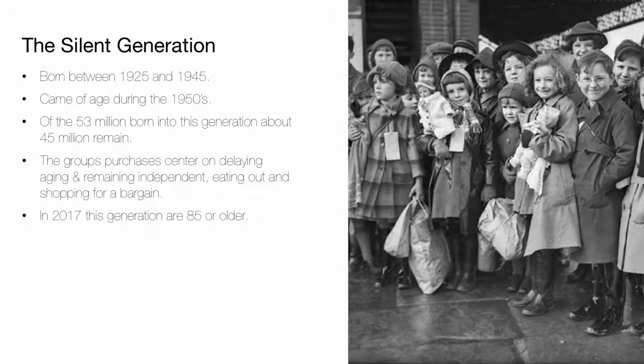The silent generation. Born between 1925 and 1945, this generation came of age during the 1950s. Of the 53 million born into this generation, about 45 million remain. This group's purchases centre on delaying ageing and remaining independent, eating out and shopping for a bargain. In 2017, this generation are 85 or older.